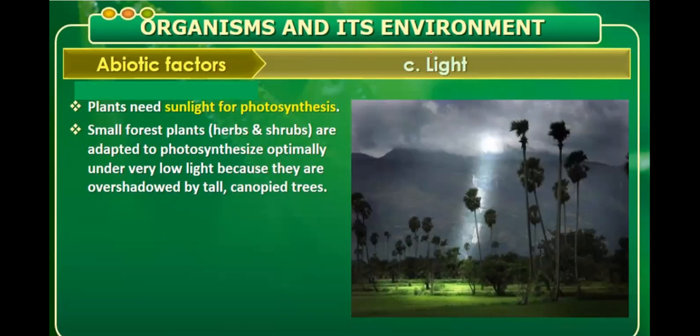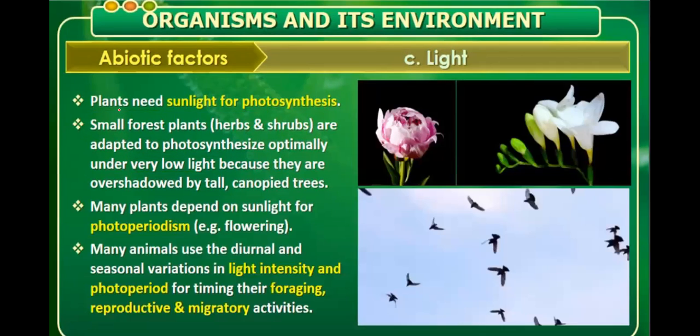So the next abiotic factor is light. Plants need sunlight for photosynthesis. Small forest plants like herbs and shrubs are adapted to photosynthesize optimally under very low light because they are overshadowed by tall canopied trees. Many plants depend on sunlight for photoperiodism. What do you mean by photoperiodism? That means flowering.